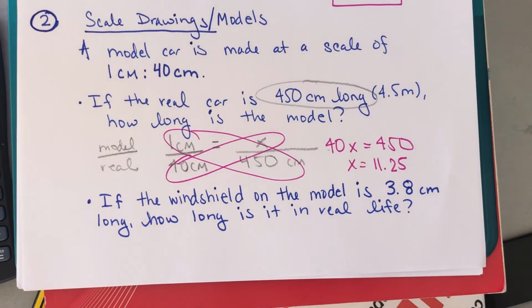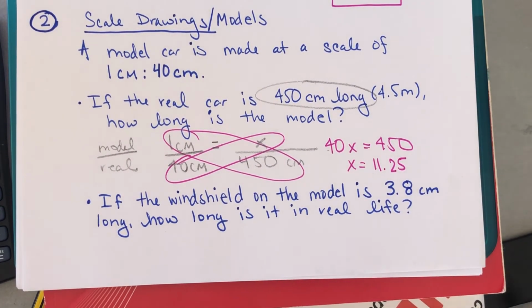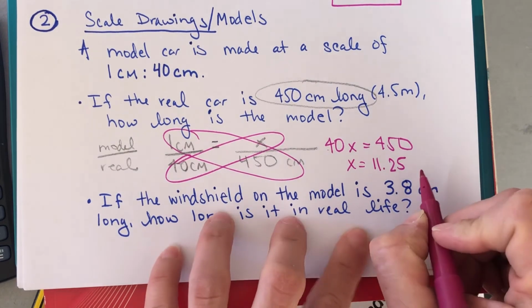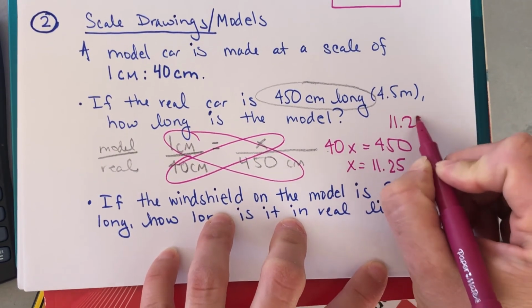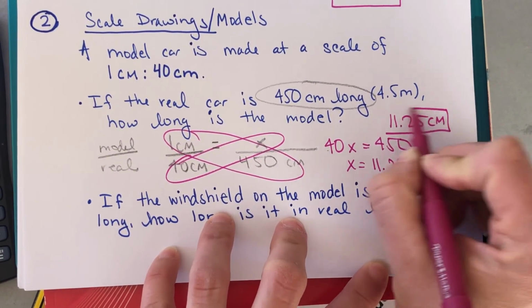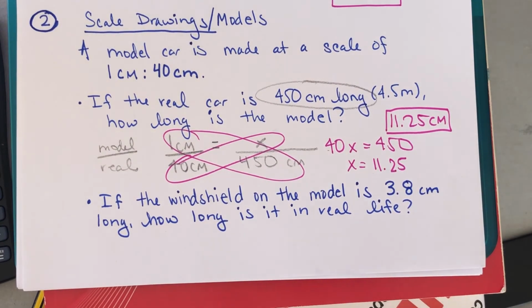Now this is where it's going to be important to read the instructions on rounding. So for example, if there are no instructions, I would leave it as 11.25 centimeters for the model. If the instructions were to round to the nearest tenth, then 11.3 would be accurate rounding, to round the 2 up to 3 because that is a 5.